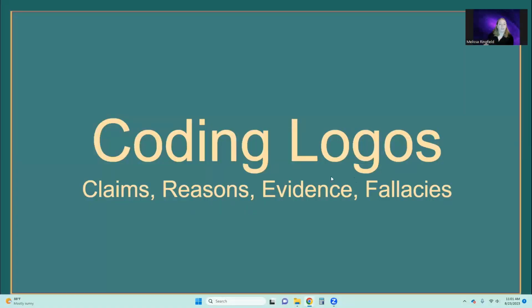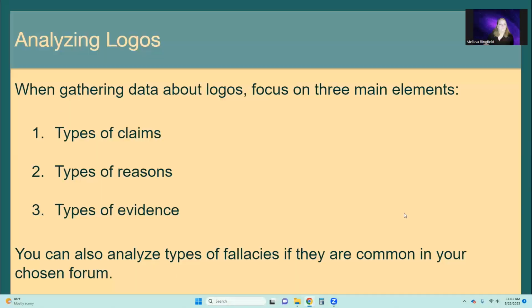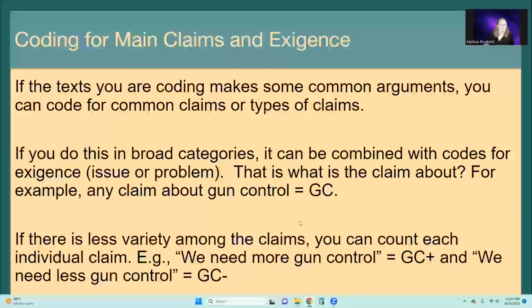Okay, let's talk about coding logos, where we look at claims, reasons, evidence, and fallacies. So types of claims, types of reasons, types of evidence, and possibly fallacies if they're common in your chosen forum. Coding for main claims and exigence.